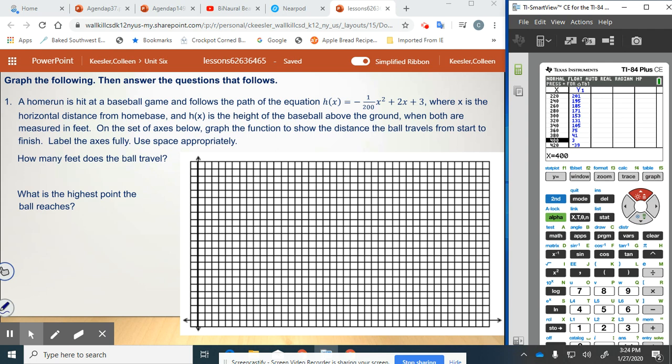Well, 400 brings us back to 3. So maybe the ball got caught at 3. We're going to make that our last point and then just draw it down to the x-axis to show that in case it wasn't caught, it would land on the ground. All right, so we have to go to 400 on our x-axis. We can do that by counting by 20s.